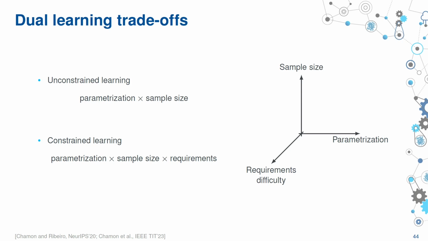Meaning, if you are going to work with constrained learning, there's something very important that you should keep in mind, which is that it's not enough to have a lot of samples and a rich parametrization. You also need to be able to formulate a problem in which the Lagrange multiplier is contained, in which the complexity of the requirements is contained.